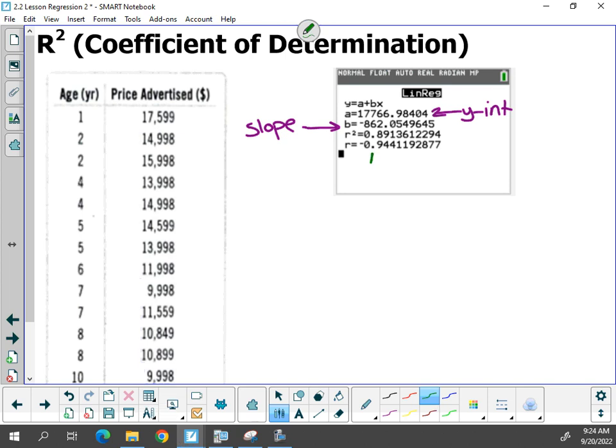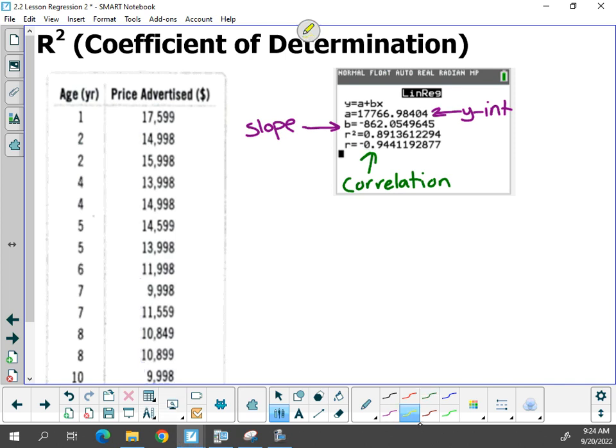We get an R. That's our correlation. It's negative. That doesn't mean it's bad. It just means the line goes down to the right. 0.94 is pretty strong. It's almost -1, which would be a perfect relationship going down.